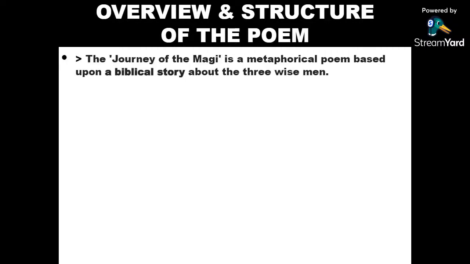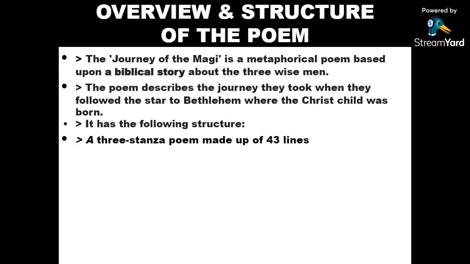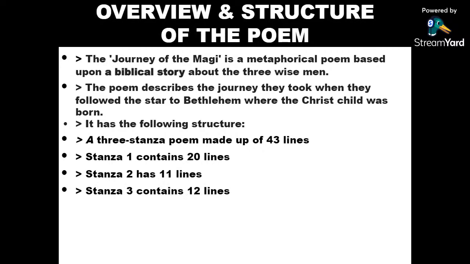The Journey of the Magi is a metaphorical poem based upon a biblical story about the three wise men, as I earlier hinted. The poem describes the journey they took when they followed the star to Bethlehem, where the Christ child was born. It has the following structure. First of all, it is a 3-stanza poem made up of 43 lines. Stanza 1 contains 20 lines, stanza 2 has 11 lines, and stanza 3 has 12 lines. Altogether, you have 43 lines, okay?